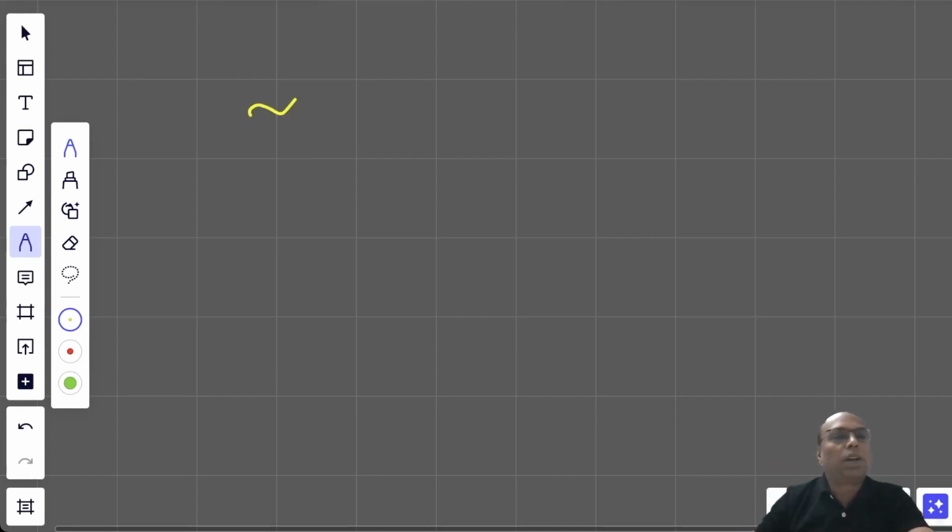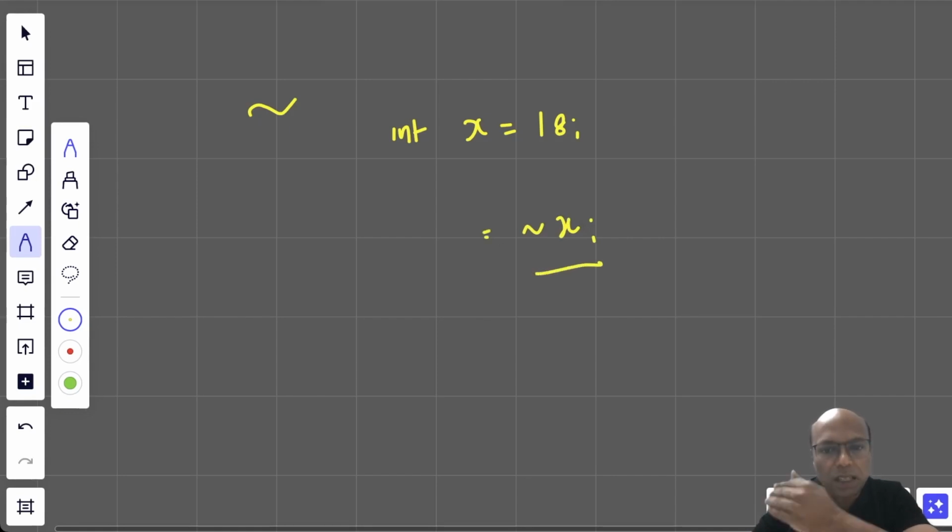Okay. So the next operator we are going to learn is the inversion operator. What does the inversion operator do? If I write here integer x is equal to 18, it can be applied only for integers. If I write an inversion of x, it creates a register. The result is copied into a register. You can copy it into a variable.